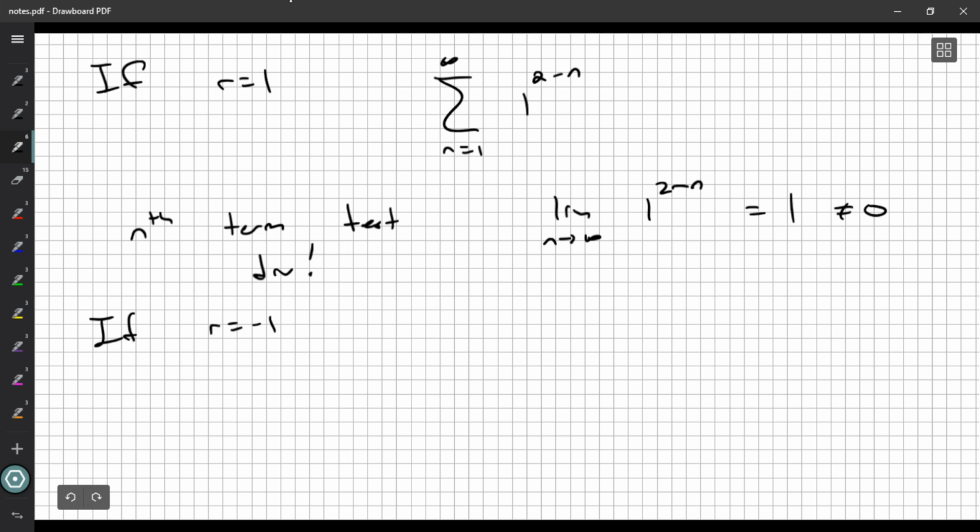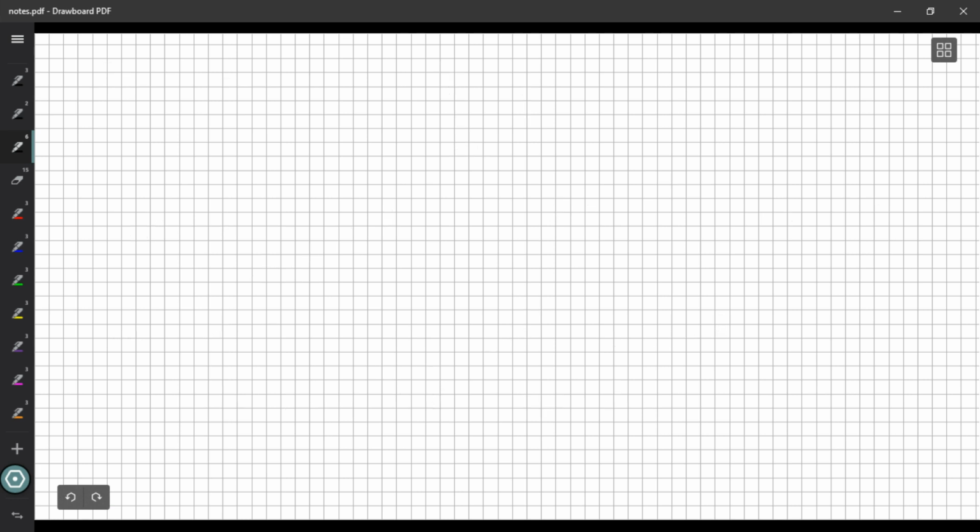Similarly, if r is negative 1, we don't even need to write what exactly it is. The nth term test is going to help us here. We get negative 1 to the 2 minus n, and the limit here just doesn't exist. It bounces back and forth between 1 and minus 1. But once again, the nth term test tells us divergence.